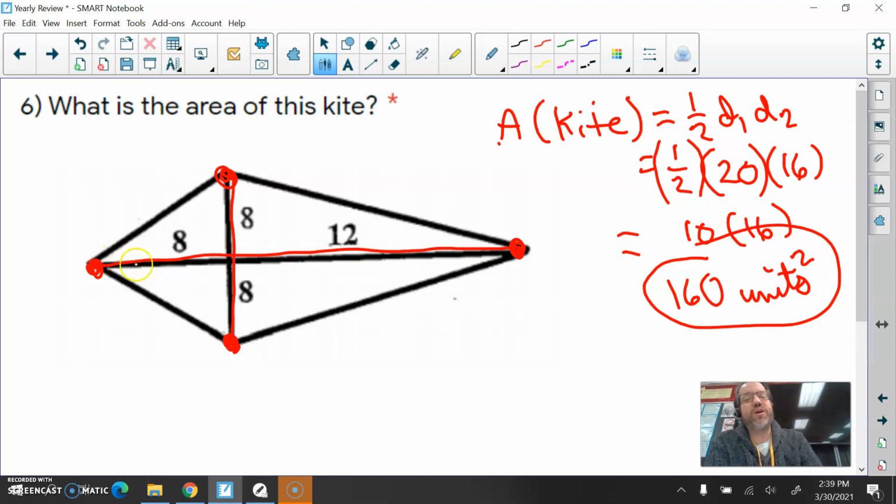Take diagonal 1 times diagonal 2 and then cut it in half. Okay, and then find half of it by dividing by 2. You could take 16 times 20, which is 320, and then to find half of that, you can divide by 2, and that'll still give you 160 for an answer.